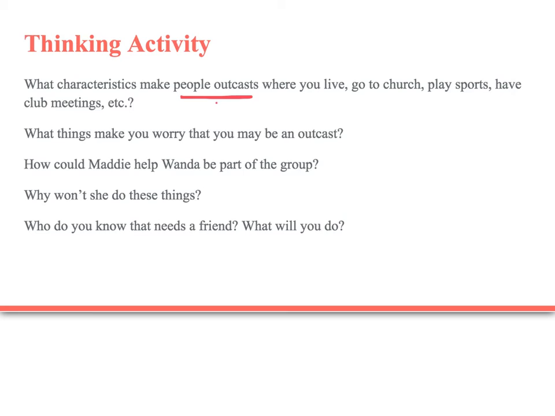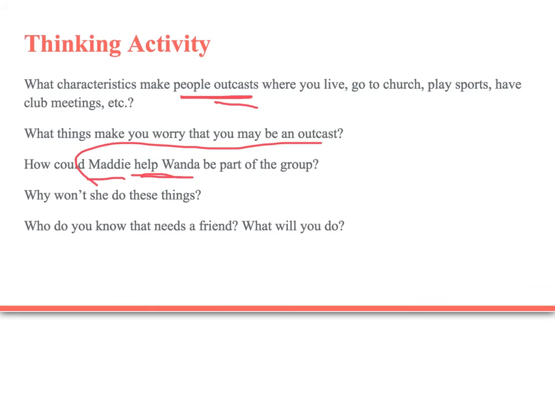And how could you help? What could Maddie have done? She could have pulled Wanda aside and said, "Hey, Wanda, let's talk about this. Do you really have 100 dresses? Oh, they're just drawings. Well, let's talk to people about it." She could have helped her to fit in. But she didn't, because Maddie was worried about being an outcast herself.